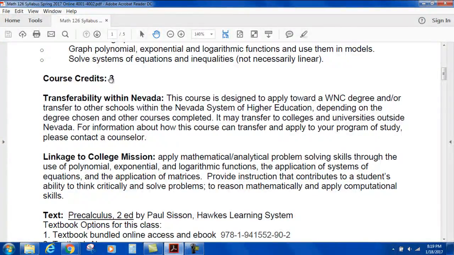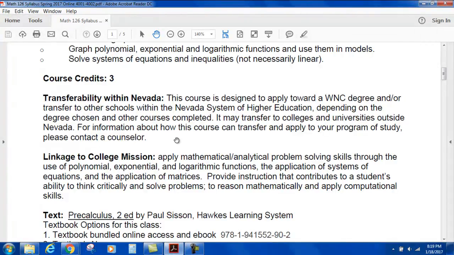Course credits: 3. Transferability within Nevada: this course is designed to apply toward a WNC degree and/or transfer to other schools within the Nevada system of higher education, depending on the degree chosen and other courses completed. It may transfer to colleges and universities outside of Nevada. For information about how this course can transfer and apply to your program of study, please contact a counselor.